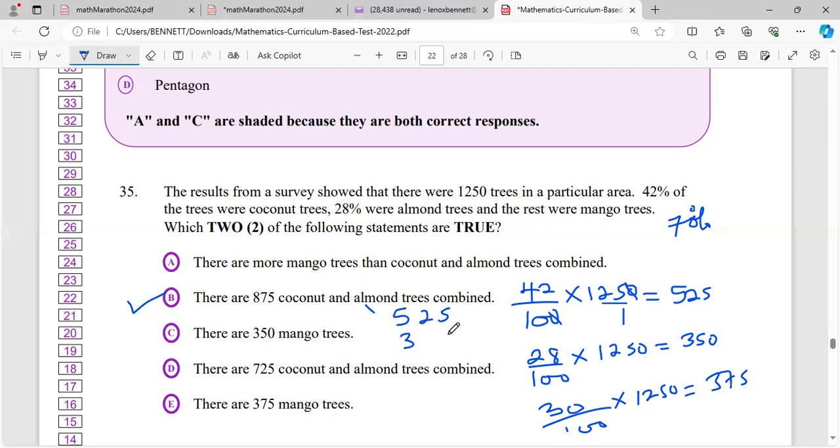And the other one is E. There are 375 mango trees, because that is the total that I got for it. What can I add to that, guys? Perfectly said. Alright, there's nothing to add to it. It's correct.